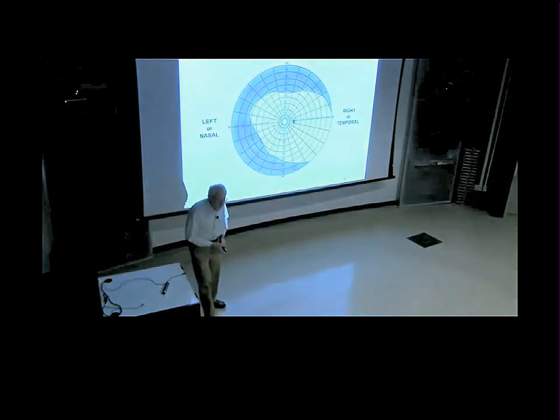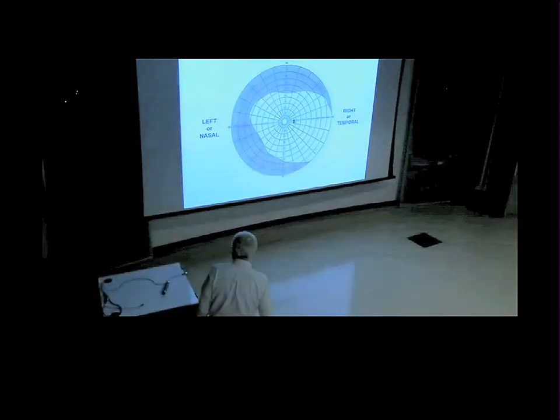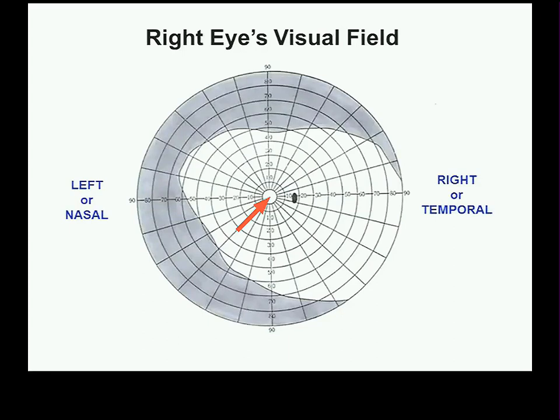This is a map from some ophthalmologic text of the right eye's visual field. Here's the optic axis right down the middle, and it points out to you that the visual field of my right eye, or my temporal field, is actually much more extensive than is the nasal field of vision. You can see things virtually out to 90 degrees from your body out to the side, but the nasal field is in the low 60s.